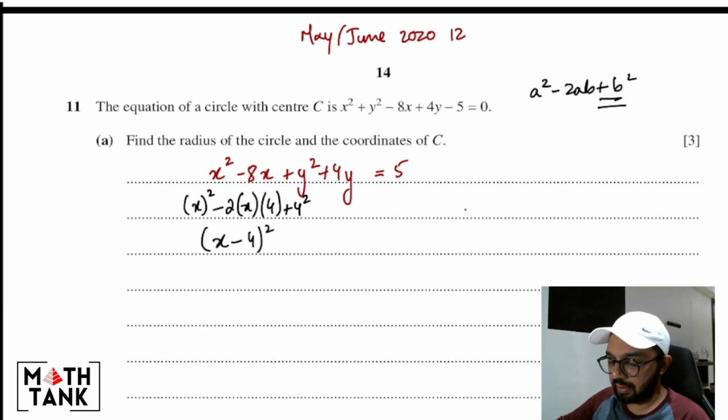But since I've added something to the left hand side of the equation, what I also need to do is add something to the right hand side of the equation. So that completes the square for x.